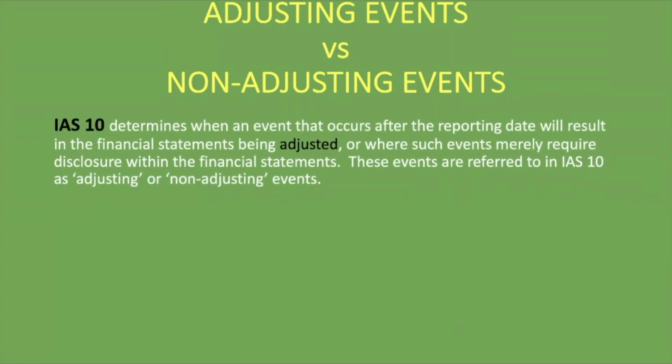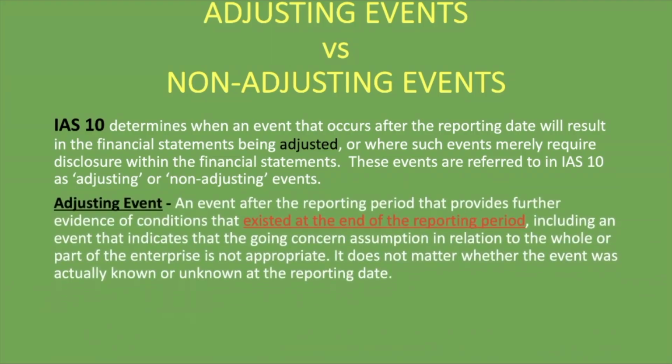IAS 10 determines when an event that occurs after the reporting period will result in the financial statements being adjusted, or whether such events merely require disclosure within the financial statements. These events are referred to in IAS 10 as adjusting or non-adjusting events. So remember, these are events which will occur between those two periods, when the financial period has ended and when the financial statements are authorized for issue. So we just have to determine, is this event an adjusting event or a non-adjusting event? Remember, according to IAS 10, an adjusting event results in our financial statements being adjusted. All right, and we'll go into detail now.